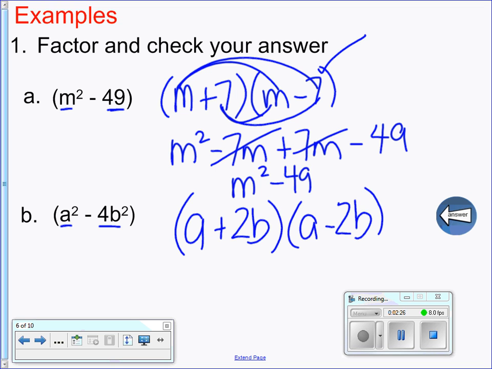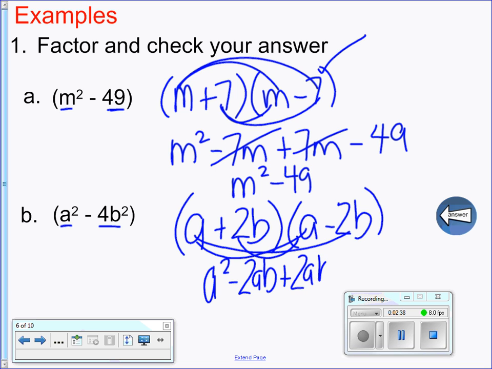If we want to check it, a times a is a squared. A times negative 2b would be negative 2ab. 2b times a would be positive 2ab. And negative 2b times positive 2b would be minus 4b squared. The two middle terms would cancel out and we get a squared minus 4b squared.